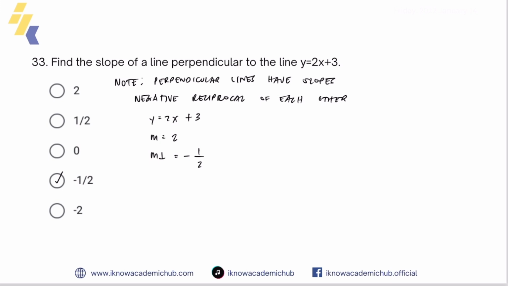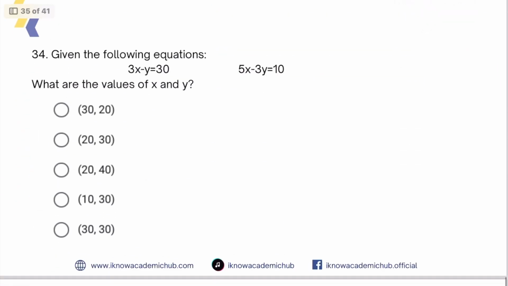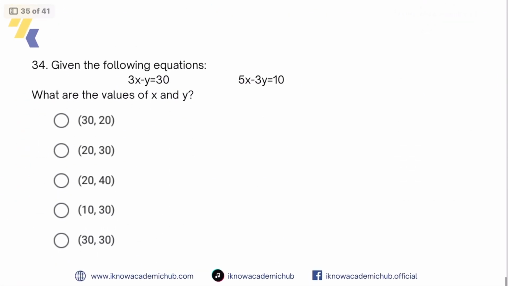Okay, you just have to remember that note. Perpendicular lines have slopes negative reciprocal of each other. Okay. And next problem tayo. Given the following equations, 3x minus y equals 30 and 5x minus 3y equals 10. What are the values of x and y?